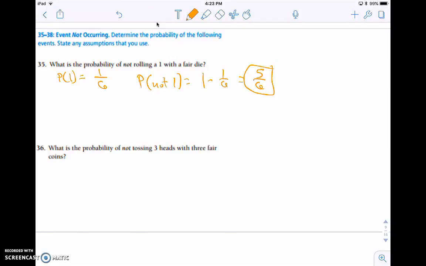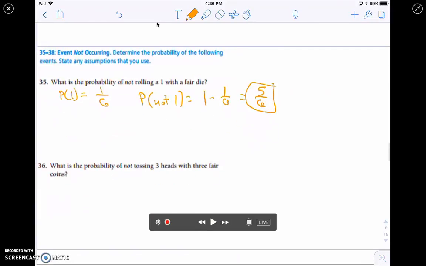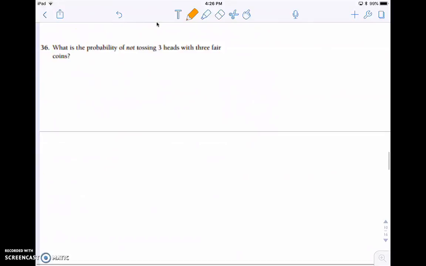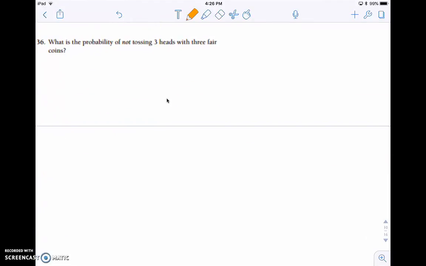So now we're going to be looking at what's the probability of not tossing 3 heads with 3 fair coins. And so when we look at this one, we had that example of all the possible outcomes of 3 coins. So it was heads, heads, heads. Then it was heads, heads, tails. And again, we'll just write all of these out. It was in the chart up above, and everywhere you see a T, that is a tails, and an H is a heads.